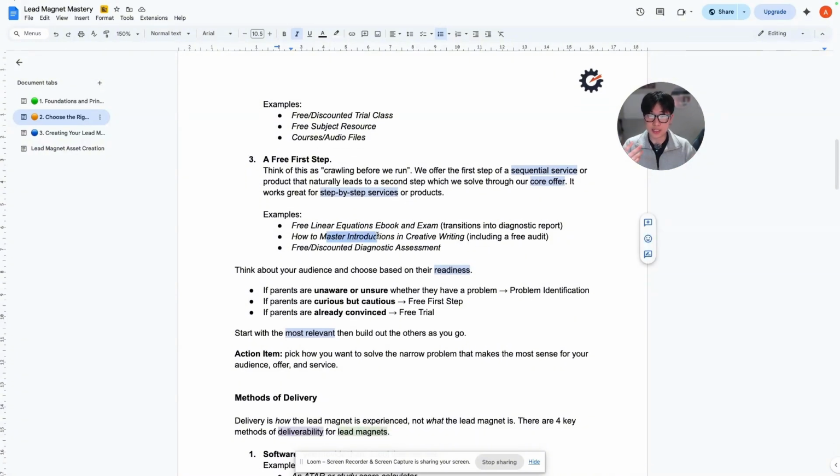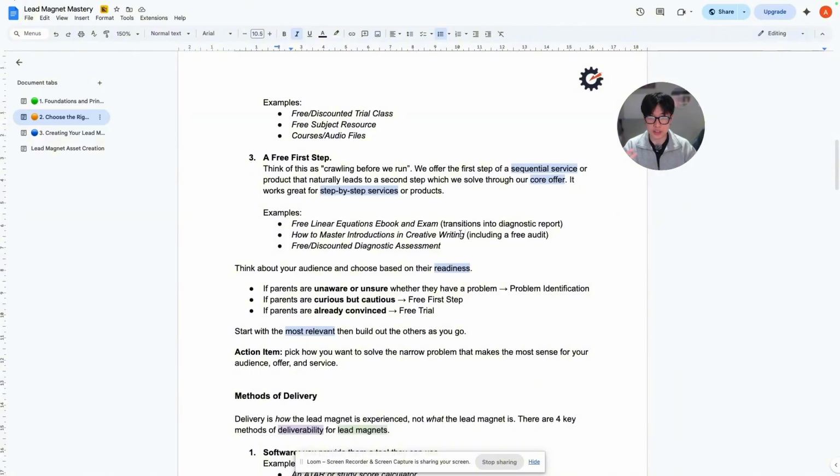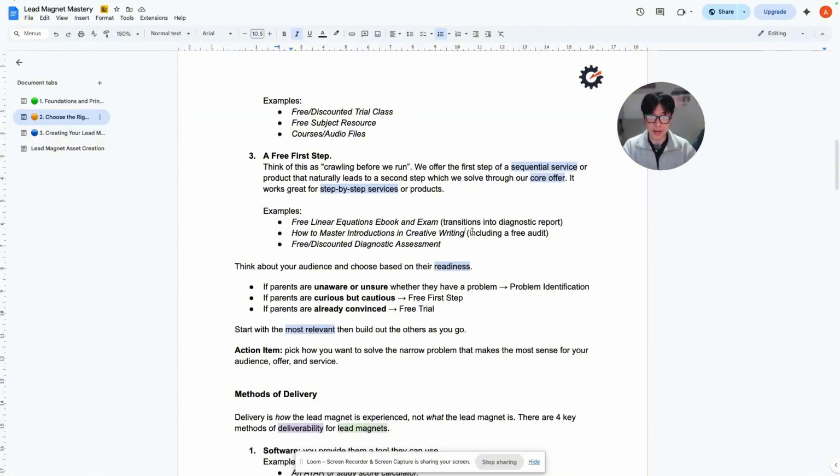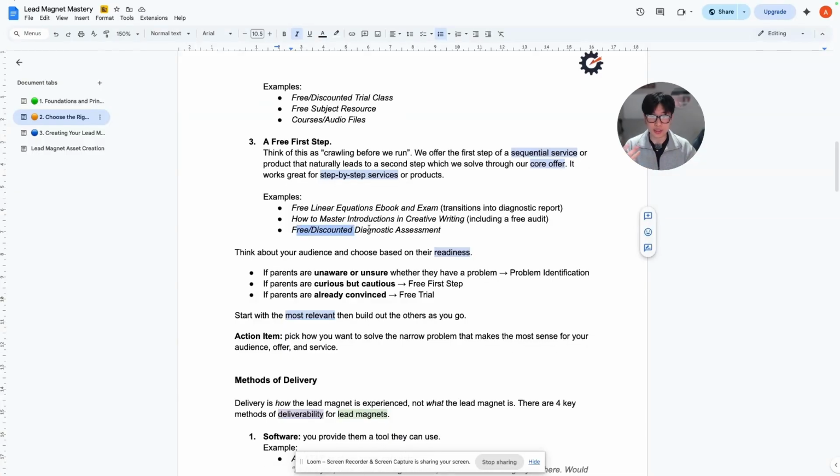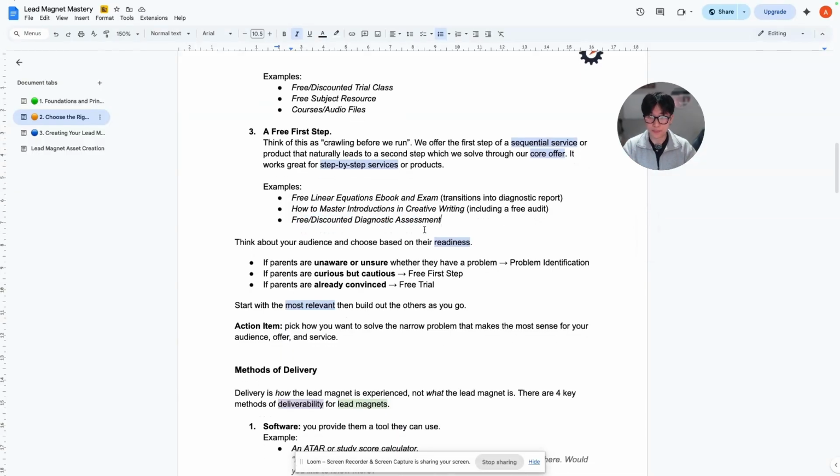Another example is how to master introductions in creative writing. So, small step there. Of course, in creative writing you have paragraphs, you have teal, you have all sorts of other things like conclusions and creative thinking. And the next step in this one could be that, or it could be a free audit as well. You can also have a free or a discounted diagnostic assessment as part of this too.